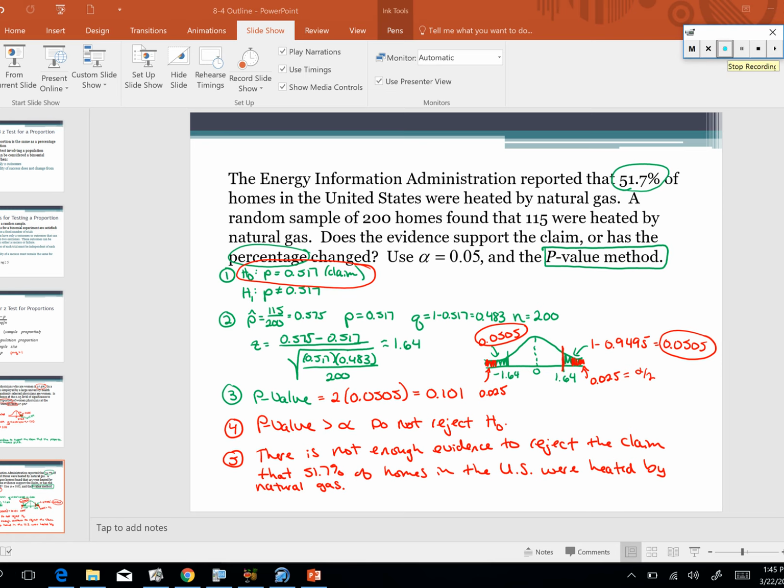So our steps haven't changed. Traditional method, p-value method, the steps haven't changed. What has changed for us? We now have p instead of mu. We're looking at a proportion instead of a mean. And our formula for our test value. Everything else is the same. How we decide to reject or not, how we find p-values, how we find critical values, and how we state our conclusion. None of that has changed.